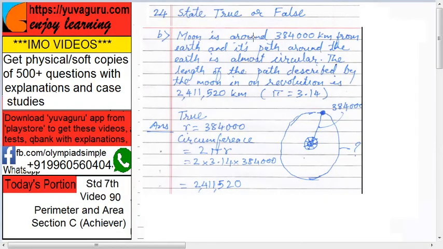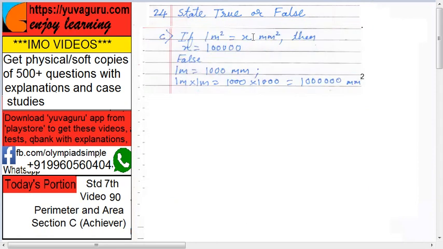Moon is around 3,84,000 kilometers from the earth and its path around the earth is almost circular. The length of the path described by the moon in one revolution is 24,11,520 kilometers. Pi equals 3.14. It's quite simple. This is the moon, it is 384,000 and you have to find the circumference. So 2 into 3.14 into r. Multiply this, you will get the same answer, 24,11,520. So the answer is true.